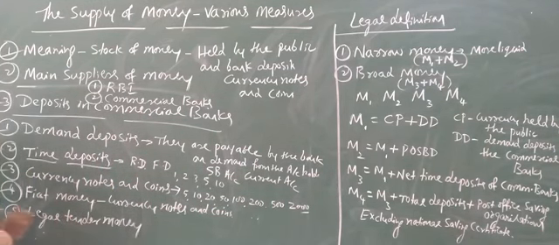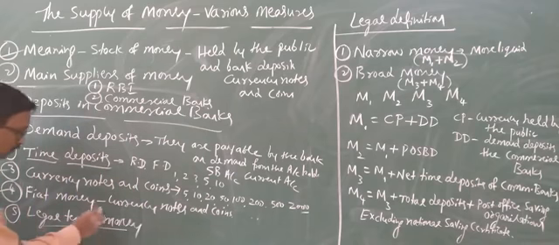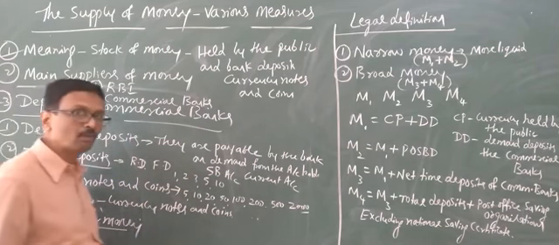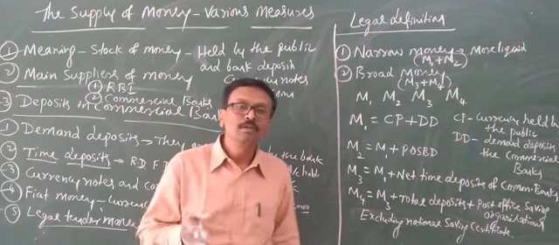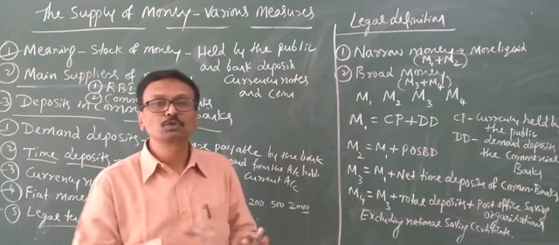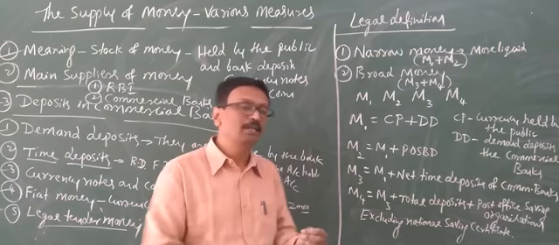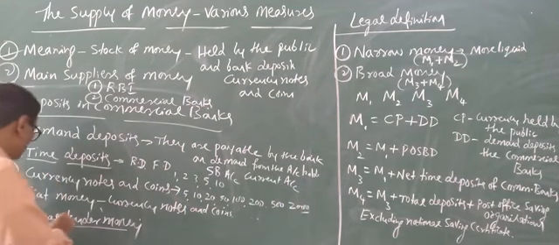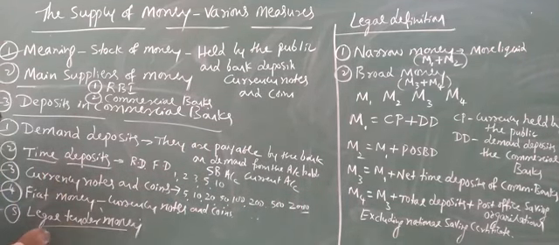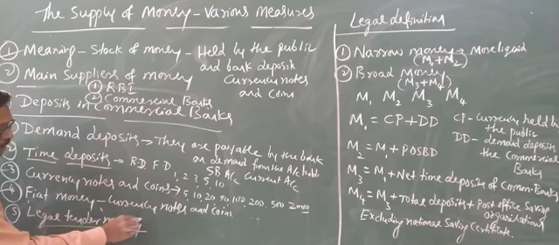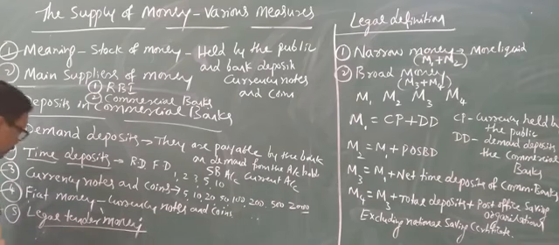Then legal tender money. What is money? Money refers to a medium of exchange, measure of value, store of value, and transfer of value accepted by people and the government. Money that can be accepted by the central government is called legal tender money. The rules and regulations of the central government must be prescribed on the currency notes.